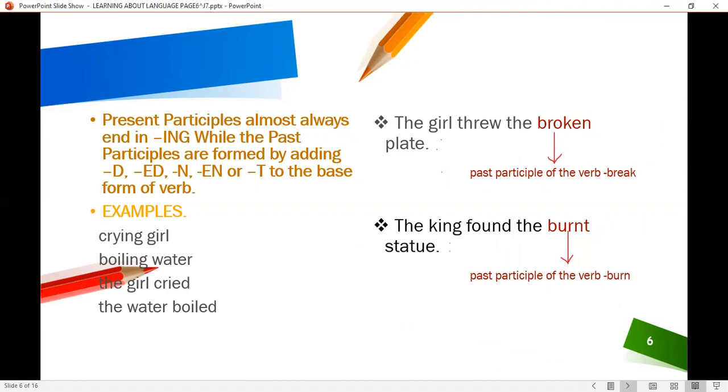Let us see the examples of participles in sentences. The girl threw the broken plate. In this sentence, broken is the past participle of the verb break. In another sentence, the king found the burnt statue. The verb burnt is the past participle of the verb burn.